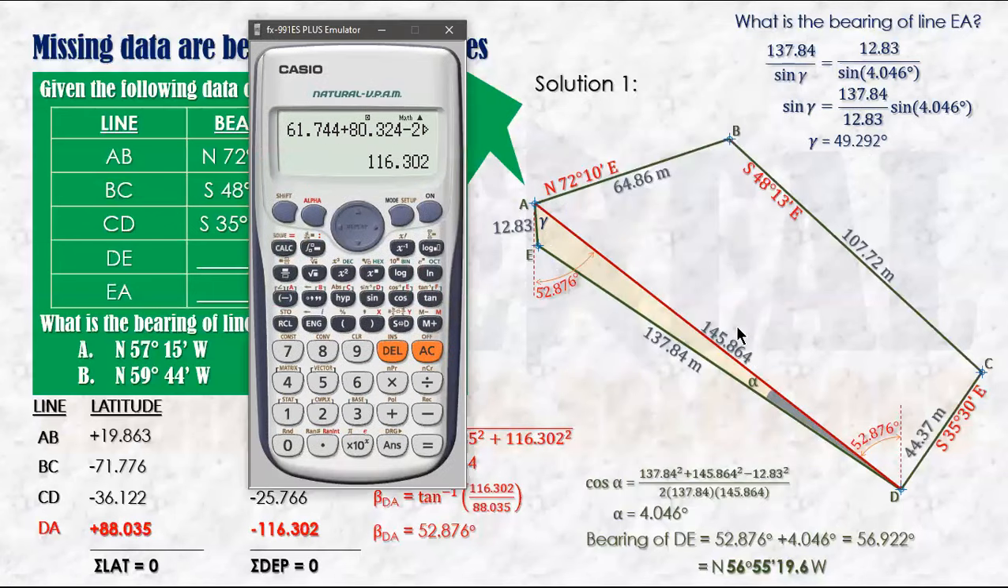Actually, I have a shortcut to evaluate that. If given two adjacent sides and their included angle, there's a shortcut using complex numbers, that is the negative argument. I will input this first because I'm going to get the adjacent angle: 145.864 minus 137.84, the angle alpha, which is 4.046. So that's my shortcut, 49.292625. Using sine law, you get the same result.